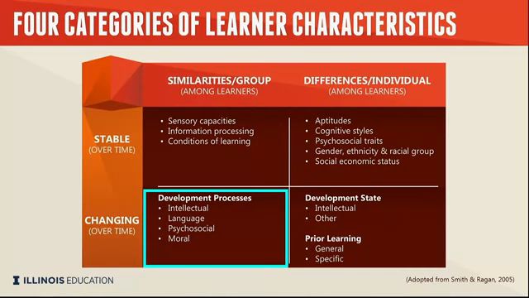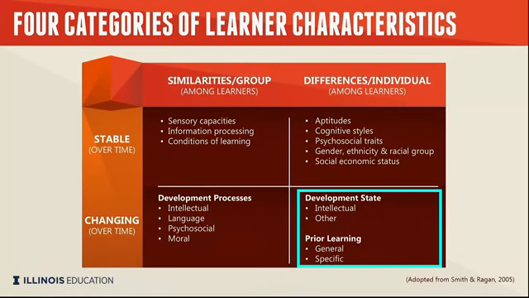So you can look at their intellectual, they can look at language abilities, their psychosocial behaviors, as well as moral standing. You can identify this category of learner characteristics for a group of learners to begin with due to their similarities. And it's the changing part of it that's different from the stable aspect of it. The next category will be the changing differences among individual learners. First one will be their developmental state. So in the previous category, we look at the developmental processes.